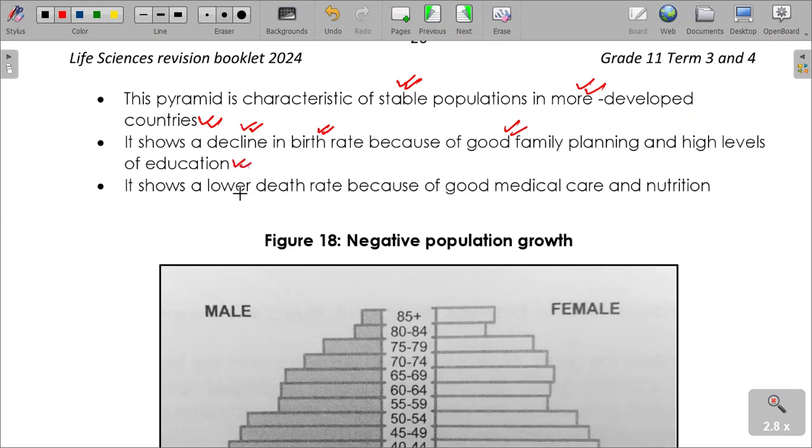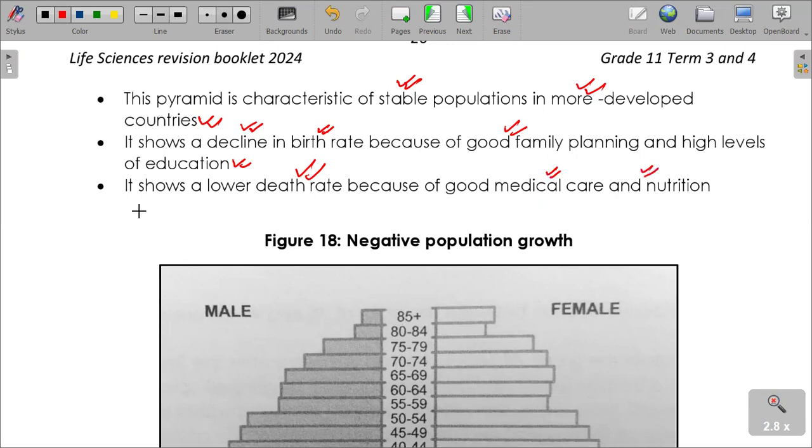In terms of this high level of education, what it is also pointing to is that as people pursue education to higher levels, and become more educated and more conscious about learning, they spend more years in school pursuing being scholars, being academics. Hence, they've got less time to focus on families and making children. Therefore, it shows a low death rate, because of good medical care and nutrition.